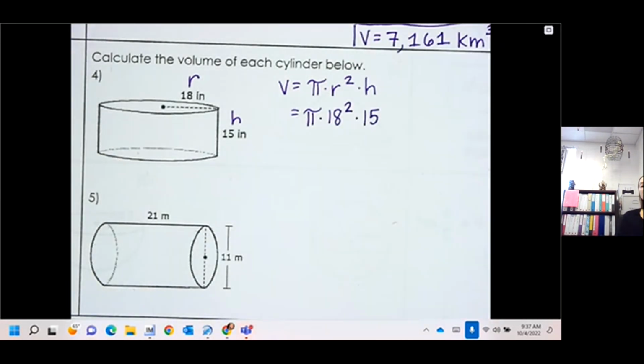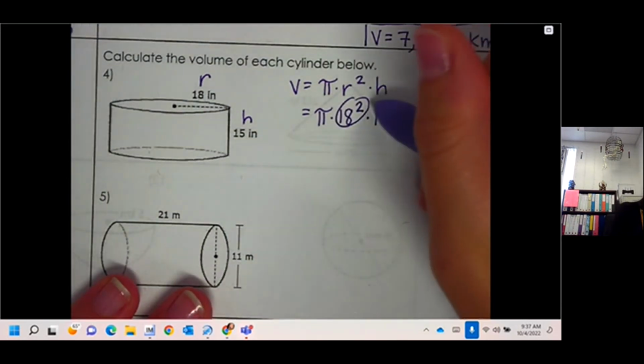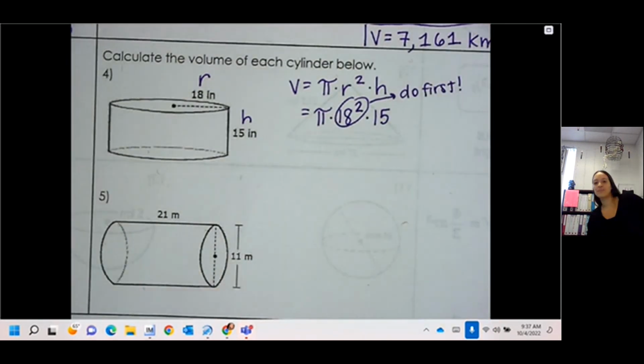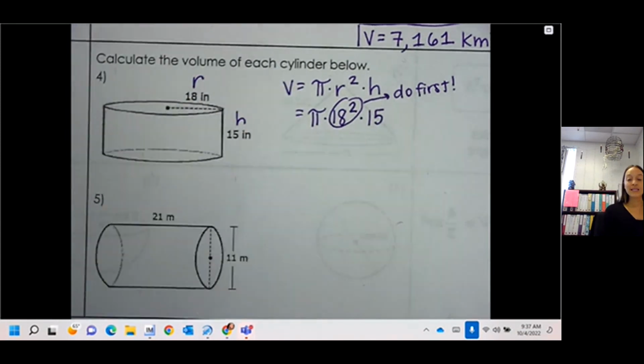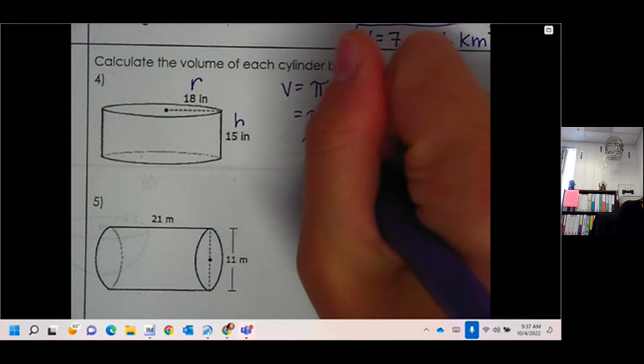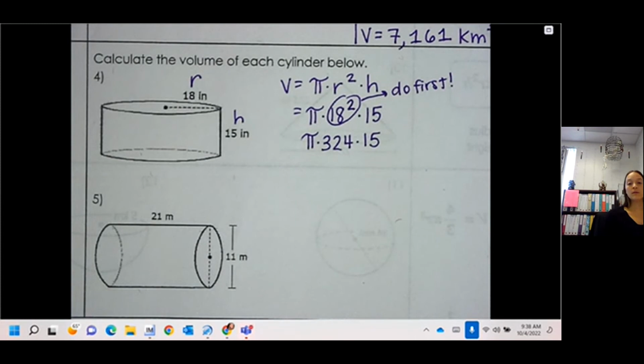Now, when I go to put this in my calculator, I do just want to make sure that I'm doing it in the correct order. What do I have to do first? Exponents always have to go first, so make sure you always do that first. So 18 squared gives me, what is it, 324? Okay, 324. And then I multiply it times 15.